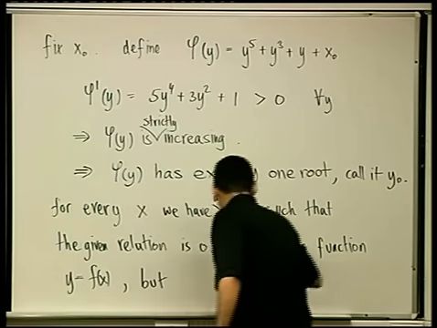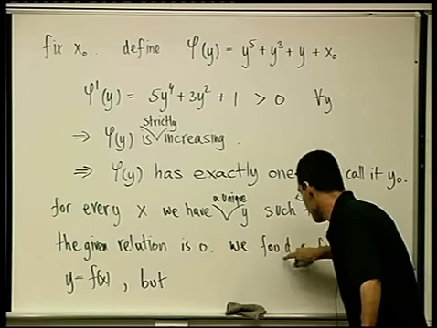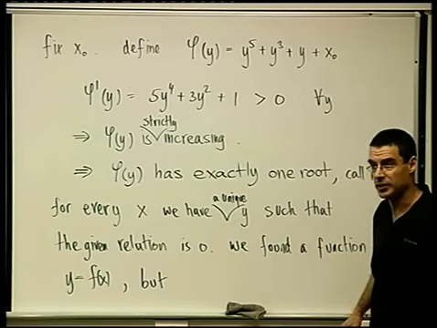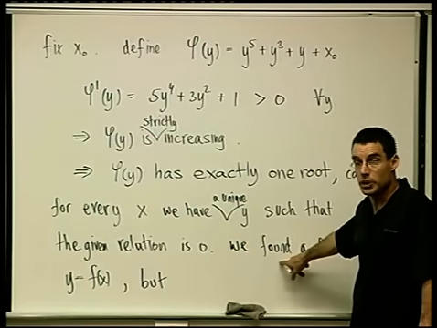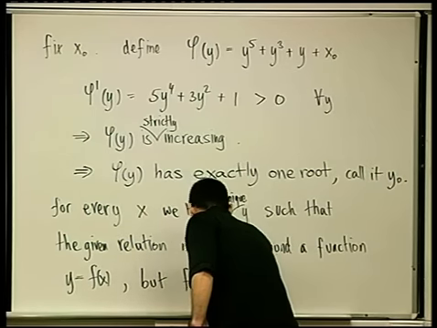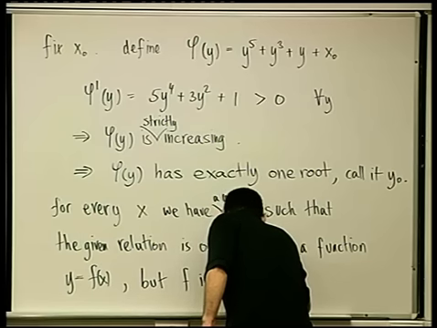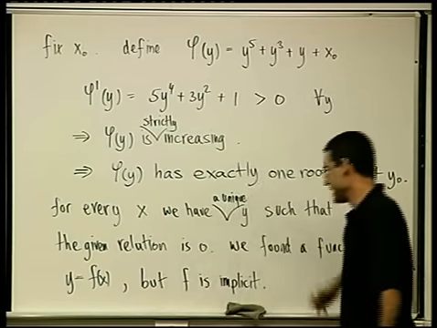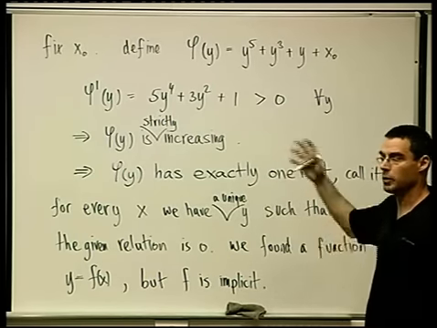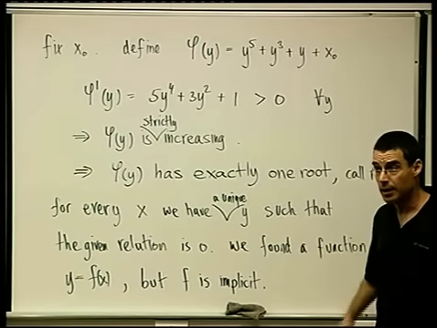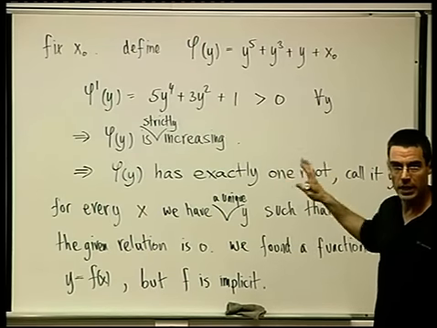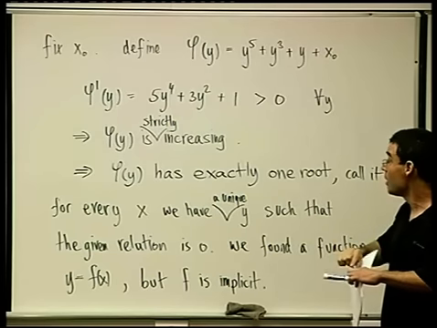But this word found here is, well, not completely satisfactory because we don't have a formula for it. We just know it exists. Clear? But f is implicit. It's not an explicit function. We don't have a formula for it, but it exists. The answer to the question, can we write y equals f of x? Yes, we can, but not explicitly. Clear? This is the idea. This is the whole idea of this topic of the implicit function theorem.